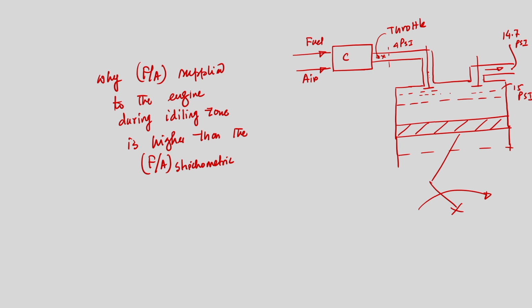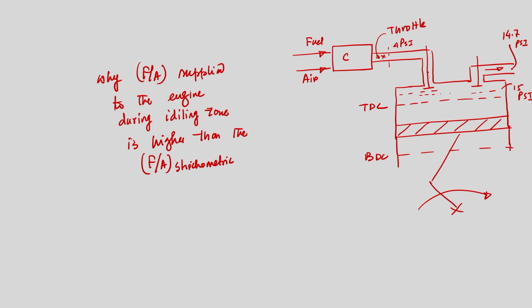What I said is that during the idling stroke the throttle valve is almost closed, almost 5% to 20% opening. Now, when the exhaust valve is closed and during the intake stroke the intake valve opens, the piston travels from TDC to BDC. This is bottom dead center and this is top dead center. What will happen when the piston travels from TDC to BDC during the intake stroke and the throttle valve is open only partially, a very small opening, and the intake valve opens?